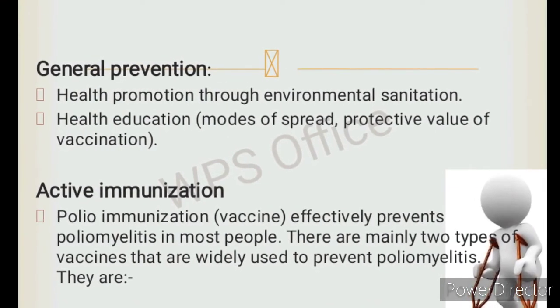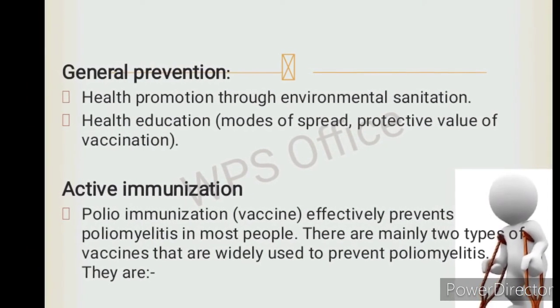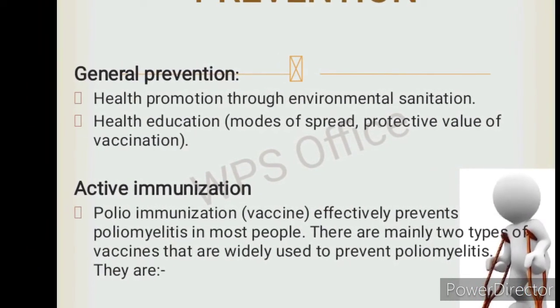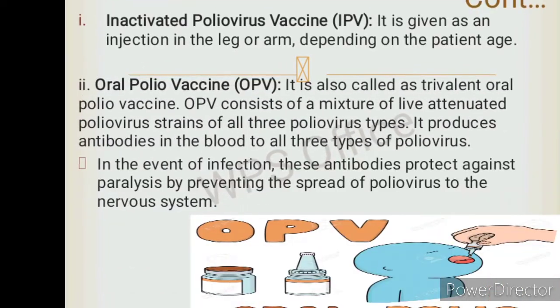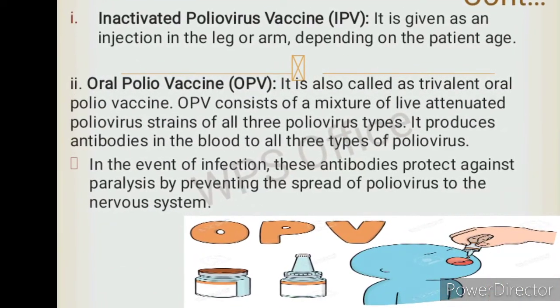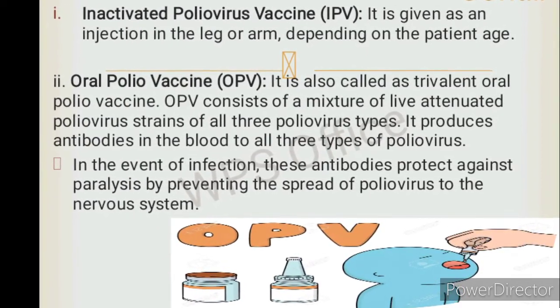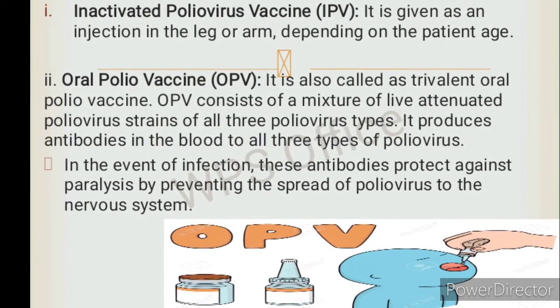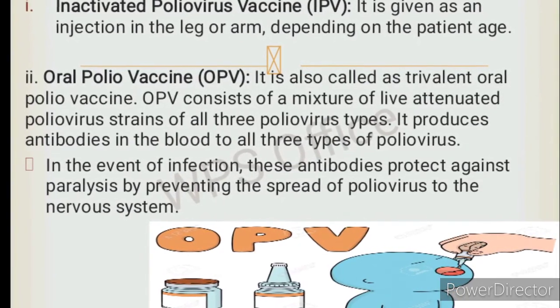Then prevention we can do through active immunization of the polio, or the polio immunization. There are 2 types of polio immunization. Inactivated polio vaccine, that is the IPV, which is given in the leg or arm. Then oral polio vaccine, it is also known as the trivalent polio vaccine.